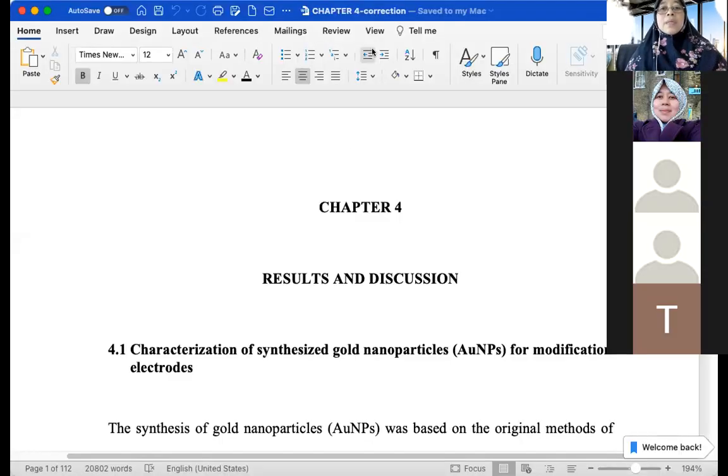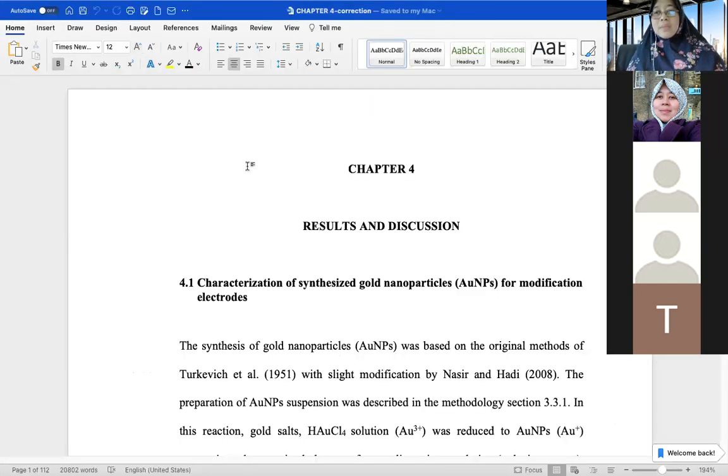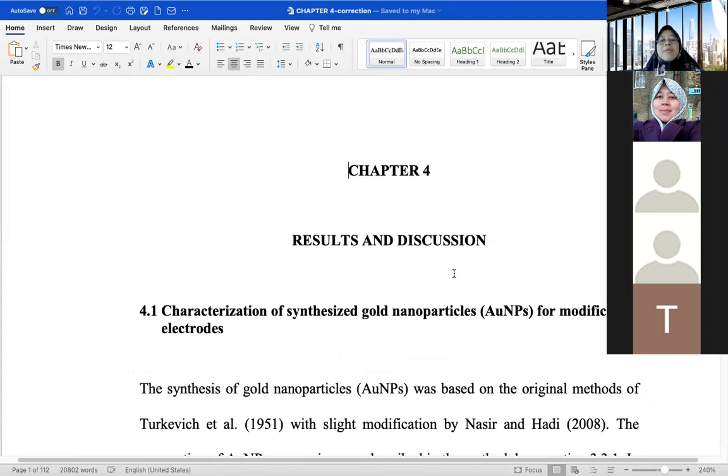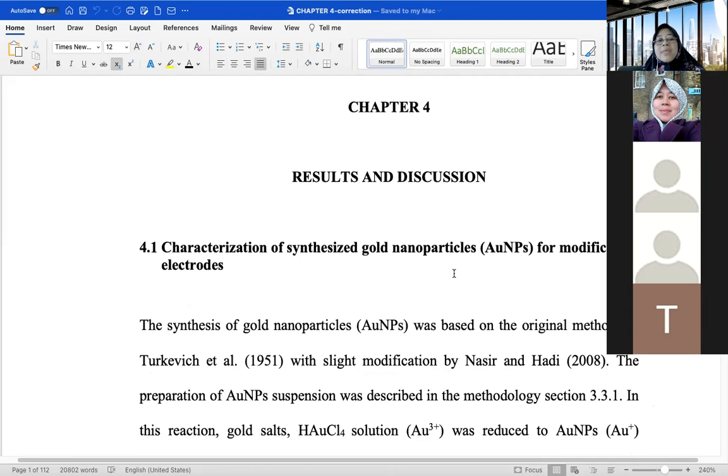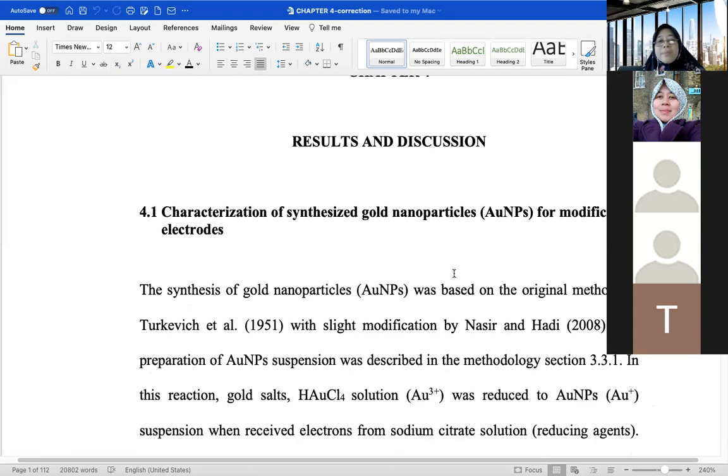Okay. So I hope that you can see chapter 4. I'm still using the same student's example, the same title. I hope that you still remember that the title is on development of diagnostic for dengue detection. Right. So at the beginning, he discussed the gold nanoparticle that he synthesized.